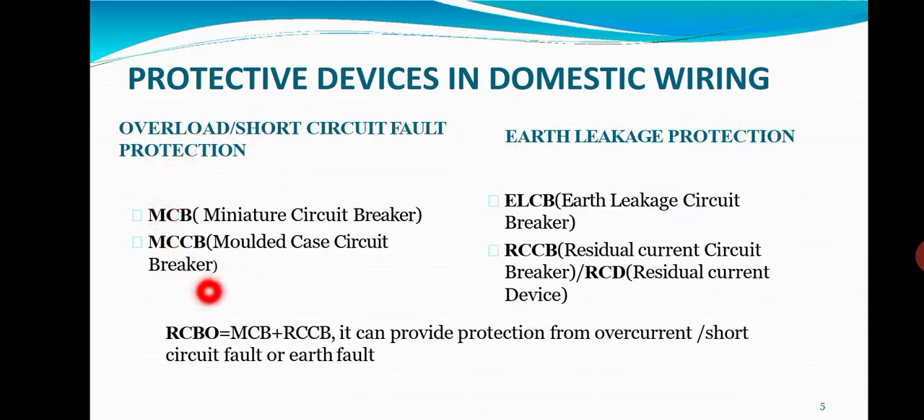What are the devices used for overload and short circuit protection? MCB, miniature circuit breaker, MCCB, molded case circuit breaker, and all these are used. RCBO, that is MCB plus RCCB, can provide protection from overcurrent, short circuit fault or earth fault. So this can also be used. How can we give earth leakage protection? Where do we require it? Earth leakage protection is required where we are operating motors, and there we have the connection from the motor directly to the earth.